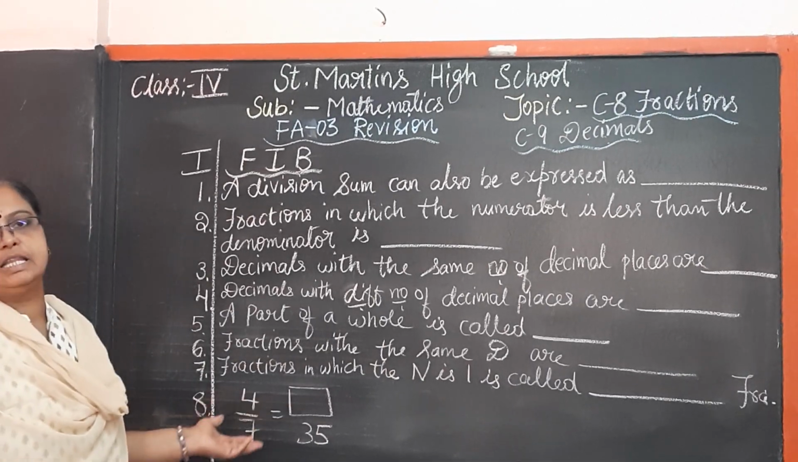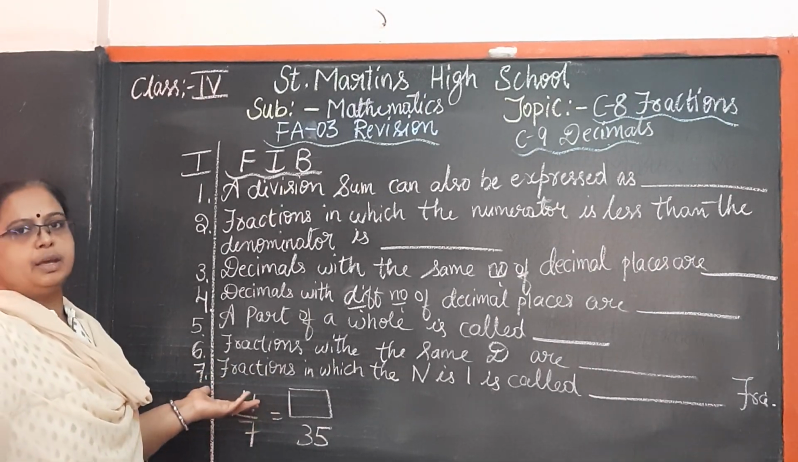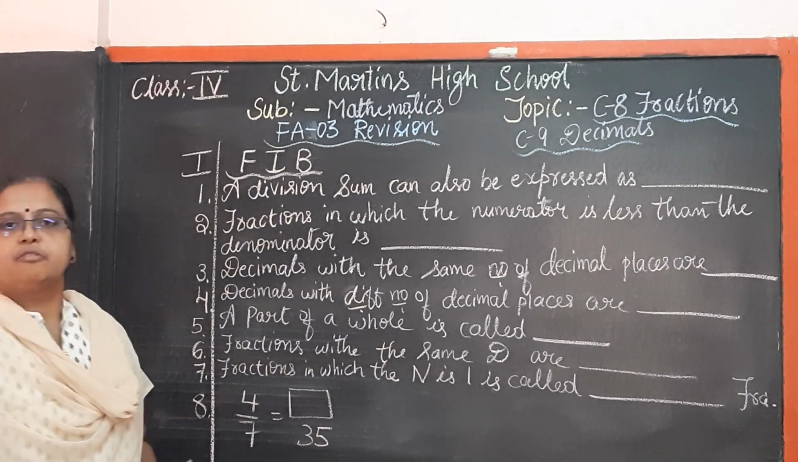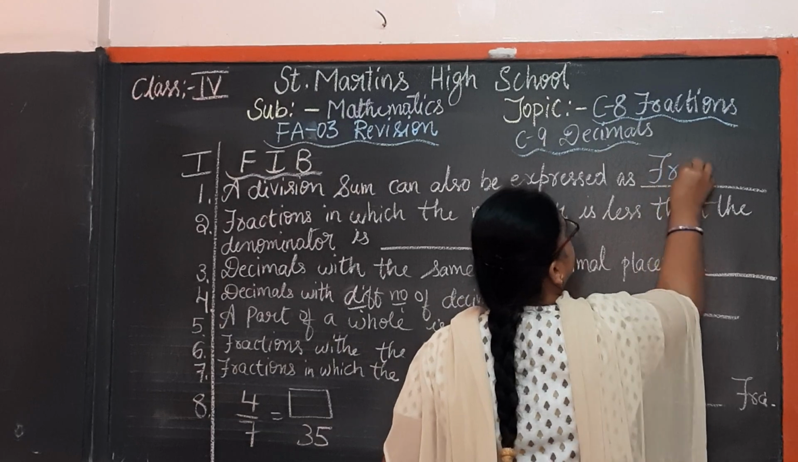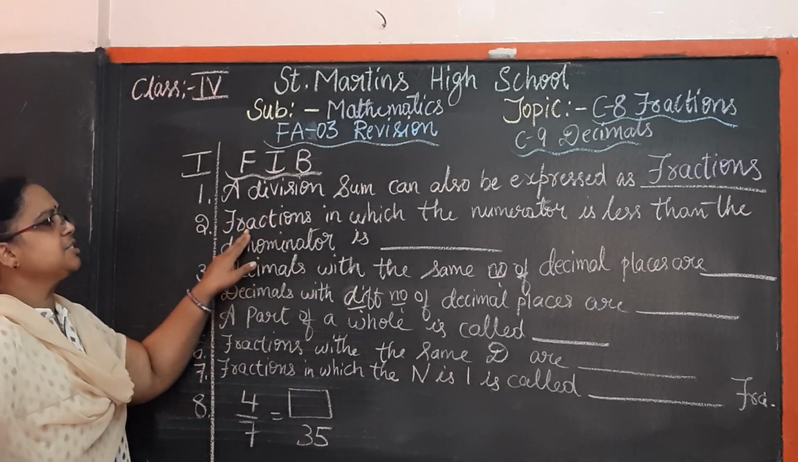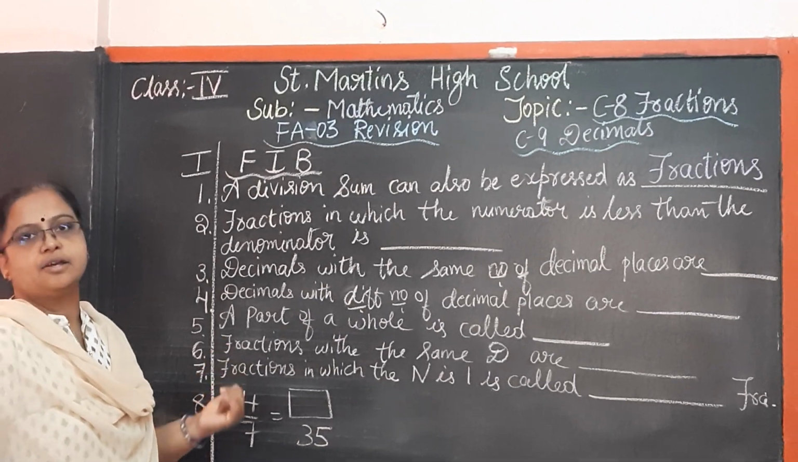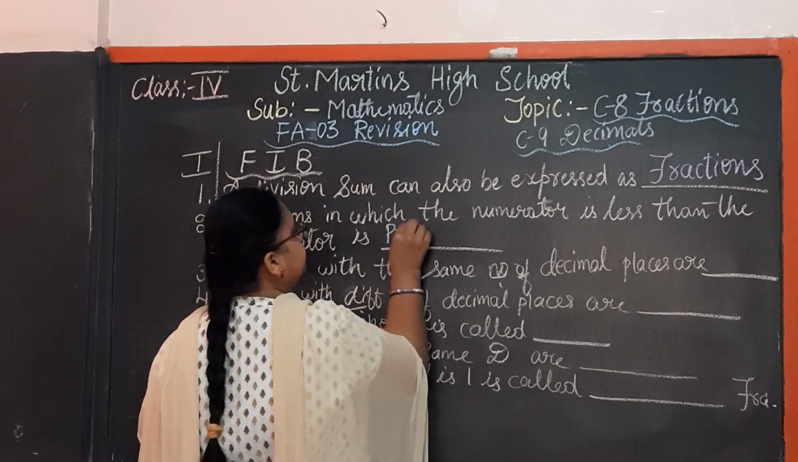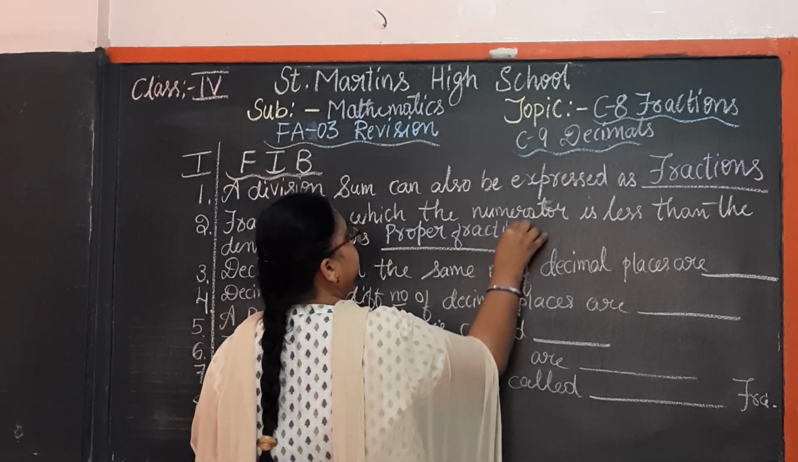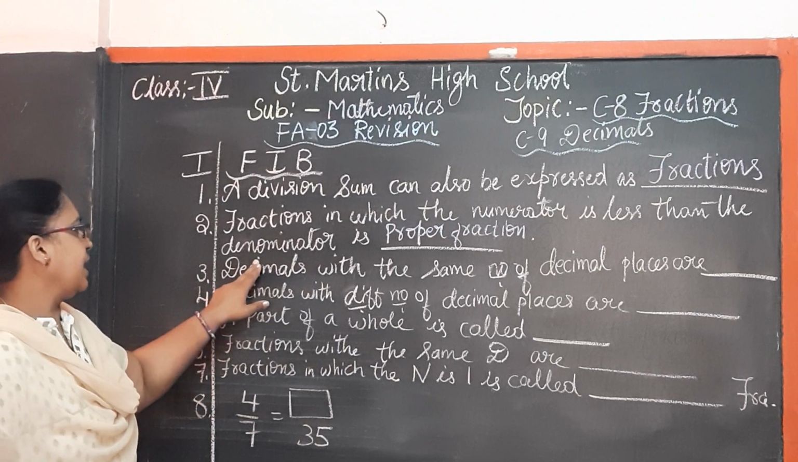Yes, children. First main, fill in the blanks. In this fill in the blanks, we may give you fill in the blanks or name the following also. We may give you any pattern. Yes. The first, a division sum can also be expressed as fractions. Next, fractions in which the numerator is less than the denominator. Children, what do we call it? We call it a proper fraction. The numerator is less than the denominator, that we call a proper fraction.